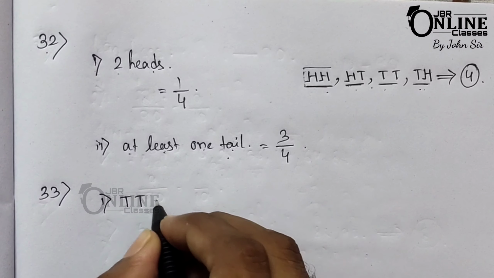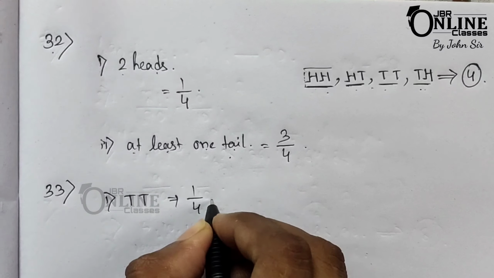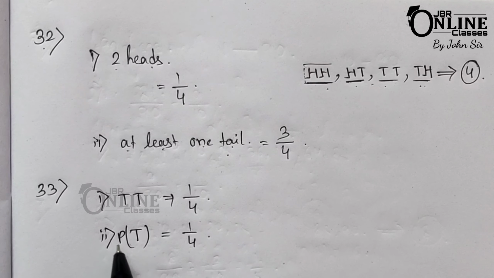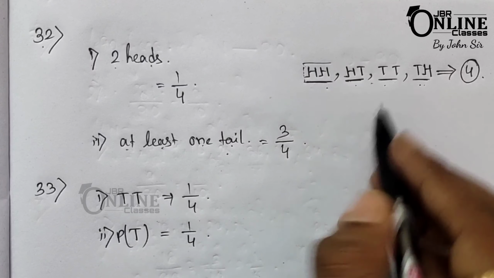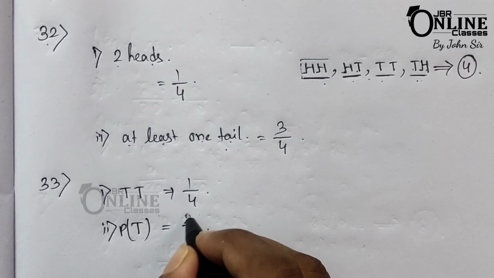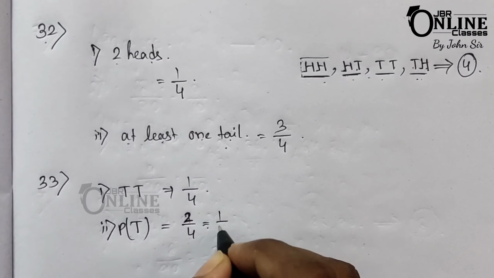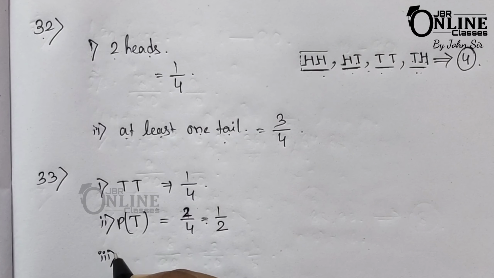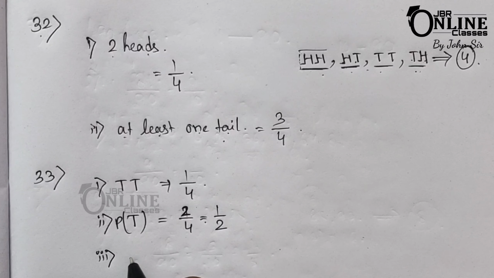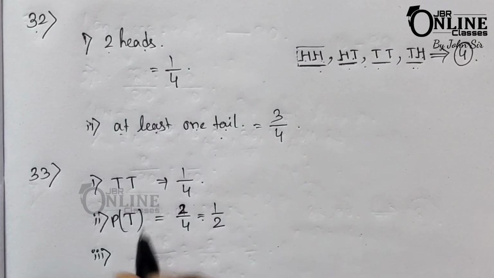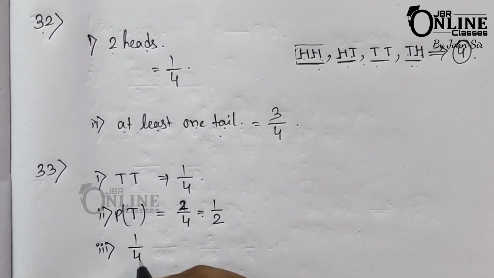Okay, so two tails, the probability equals 1 by 4. Now number 2, probability of one tail. So probability of one tail equals, here HT and TH, that means 2 by 4. Okay, so 2 by 4 means 1 by 2. So 1 by 2 is the answer. Now number 3, probability of no tail. Okay, so here only head and head contains no tail. So probability of no tail equals 1 by 4.